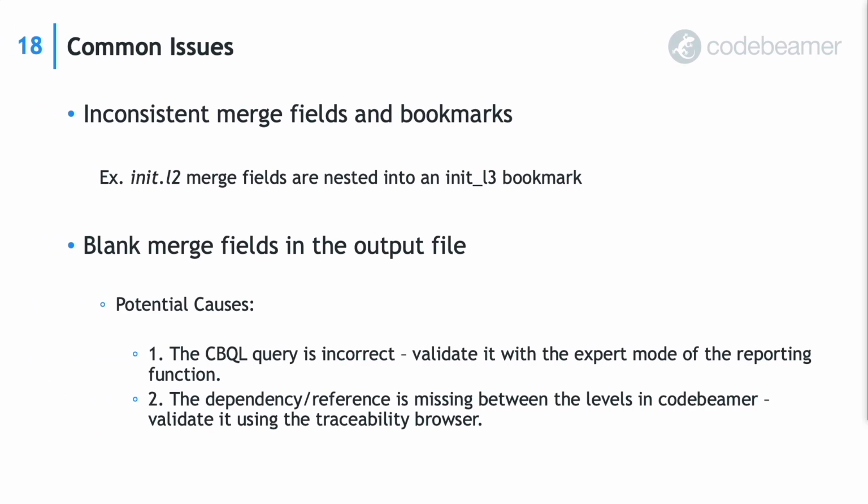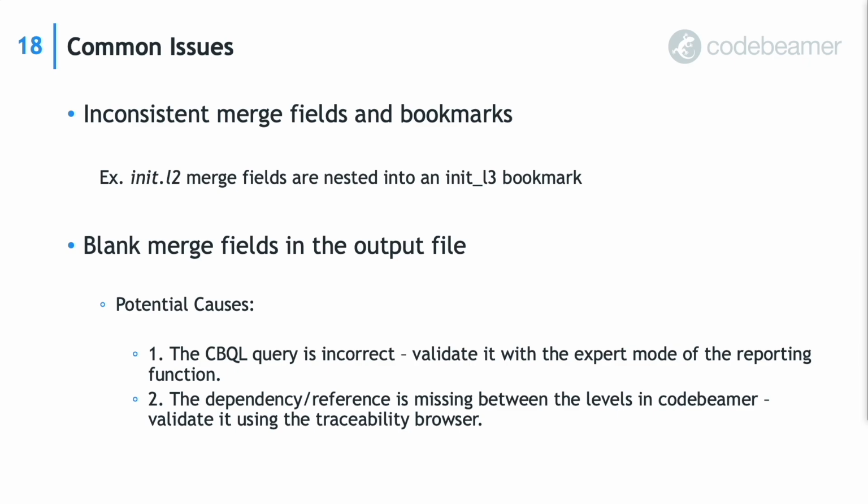Before we finish the training, let me have a few words about the common issues in advanced Word export templates. The first one is if you have inconsistent merge fields and bookmarks in the template. In this case, Codebeamer will notify you in the form of an error message in the output file. The other common issue is when the output file contains blank merge fields. This can have multiple causes. For example, an incorrectly defined CBQL query. As we learned earlier, the correctness of the CBQL can be validated in the expert mode of the reporting function.